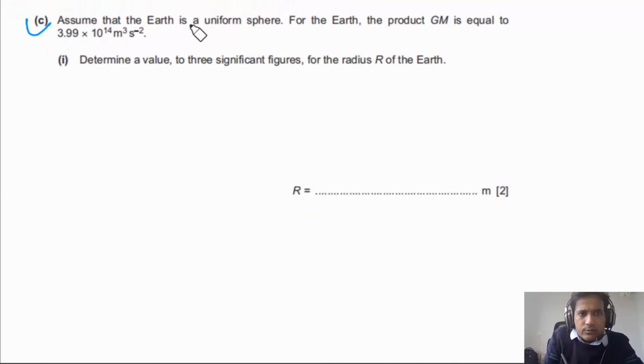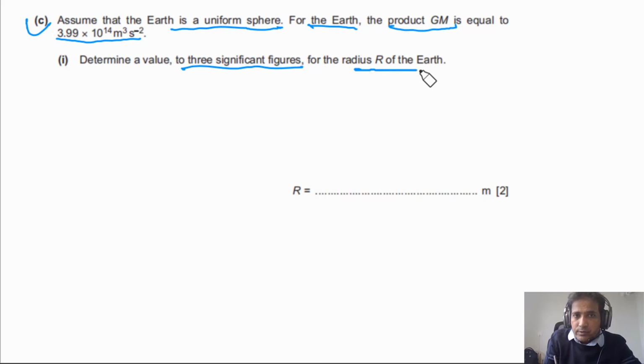Part C says, assume that the Earth is a uniform sphere. So very important, you need to understand we are talking about a specific planet now. And for the Earth, the product GM is equal to this value. Determine a value to 3 significant figures for the radius of the Earth. So you have to use 3 significant figures in your answer.